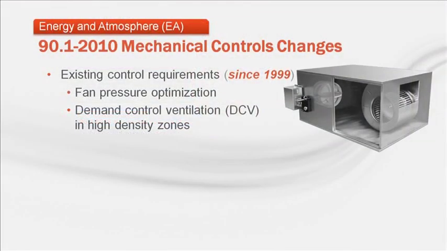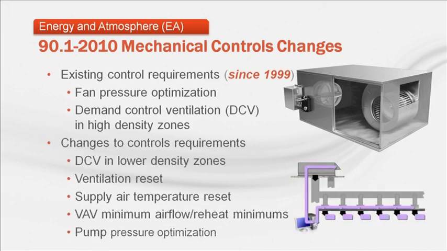Control requirements have been part of 90.1 for quite some time. Recall that since 1999, fan pressure optimization has been required for most DDC VAV systems. Another long-time requirement was reducing the amount of ventilation during periods of low occupancy in high people density zones like auditoriums or conference rooms. There were some significant control upgrades to the 90.1 2010 version.